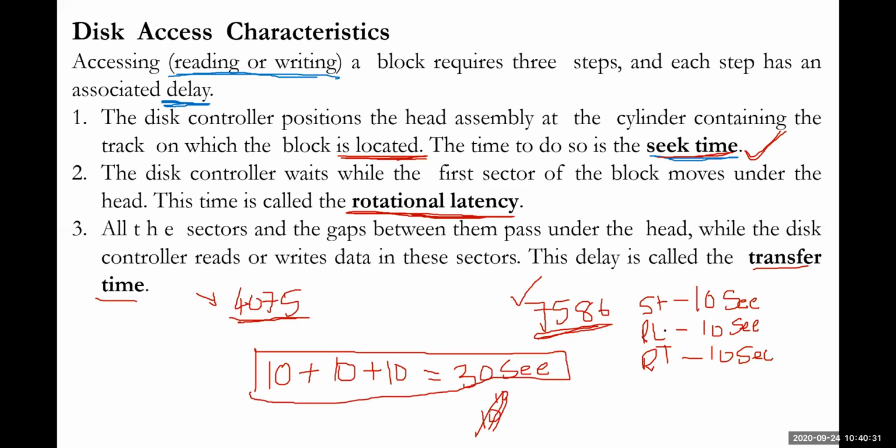Seek time must be there, followed by rotational latency, and then followed by transfer time also. To get the 4096 bytes of information, 4 kilobytes of information, from the disk, it takes this much amount of time to transfer. So these are the disk access characteristics.